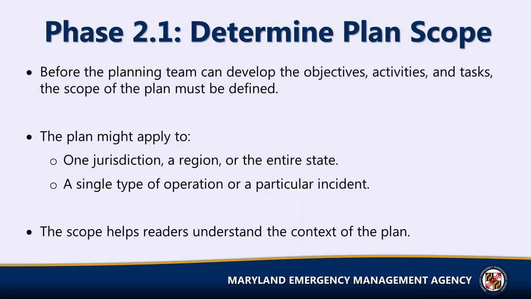Before the planning team can develop the objectives, activities, and tasks, the scope of the plan must be defined. The plan might apply to one jurisdiction, a region, or the entire state. Additionally, the plan might apply to a single type of operation, such as sheltering or response to active assailant, or it might apply to a particular incident. The scope must be clearly defined in the introductory sections of the plan so the readers understand the context of the plan. The scope should consider aspects of the operation within the threat addressed by the plan. The plan's scope should also be concise, yet address pertinent details.